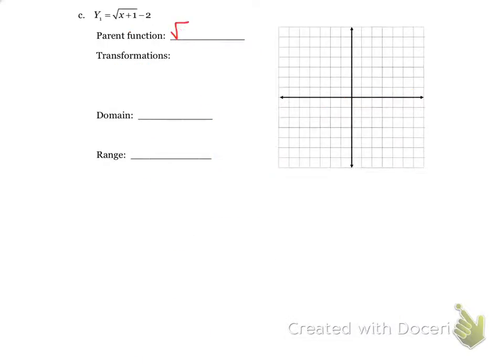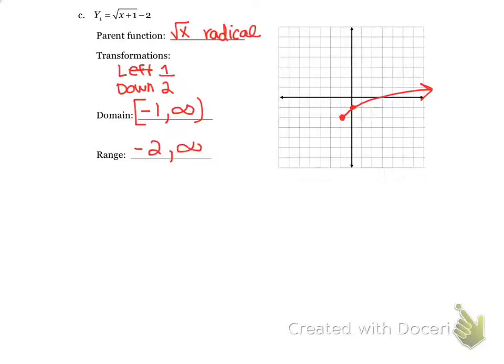Okay, so now we have the square root function again, or this time I'm going to write radical, however you want to say it. This transformation is left 1, down 2. So I'm going to take the origin, I'm going to go left 1 and down 2. And I'm going to take 1, 1, and I'm going to do the same thing. I'm going to go left 1, down 2. Now I can find some other points if I'd like, but right here I can make my graph. My domain is going to be negative 1 to infinity, and then my range is negative 2 to infinity.